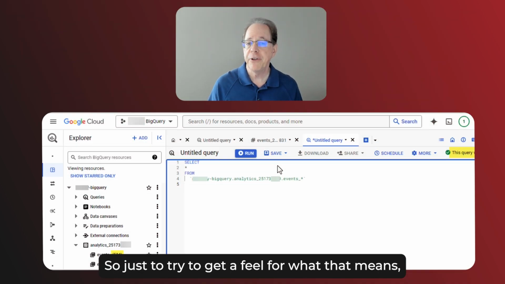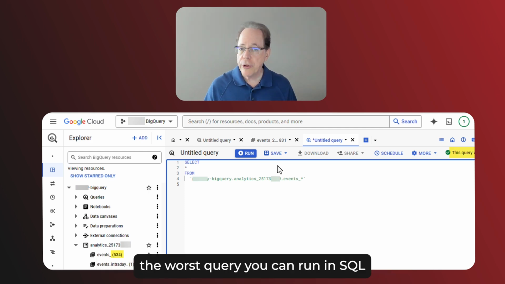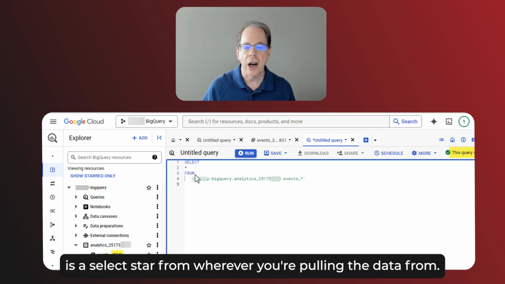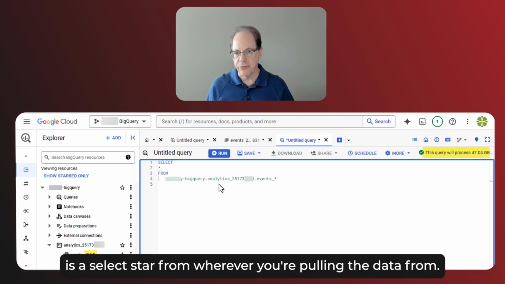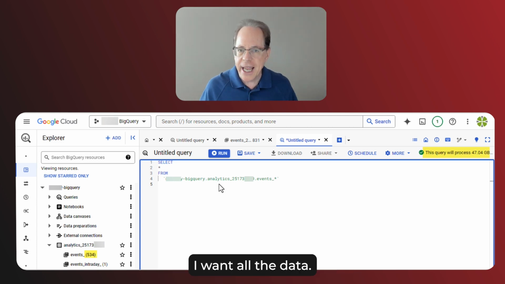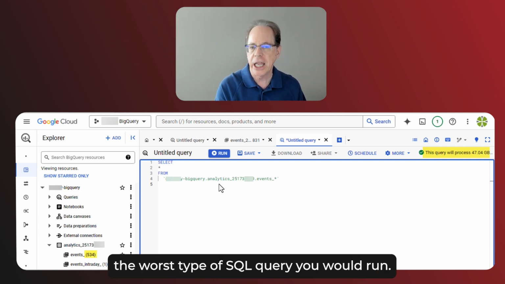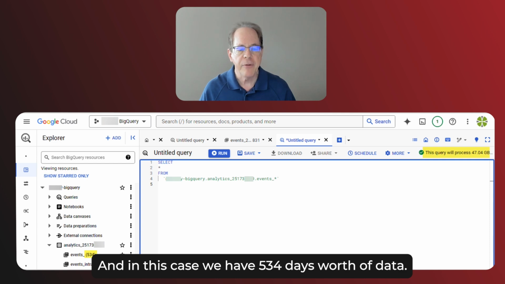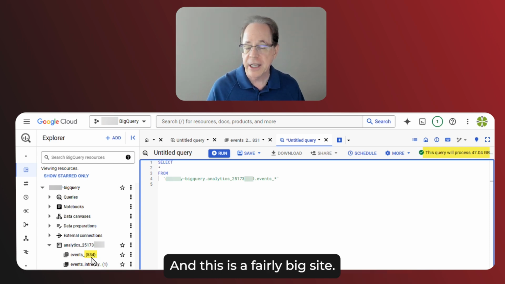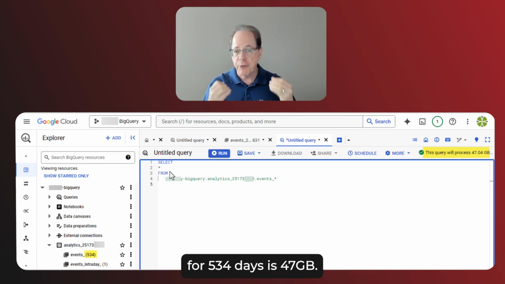Just to try to get a feel for what that means, let's look at a worst case scenario. About the worst query you can run in SQL is a select star from wherever you're pulling the data from. The select star just means, give me everything. I want all the data. This is the most verbose, the worst type of SQL query you would run. In this case, we have 534 days worth of data, and this is a fairly big site. So that query, giving me all the data for 534 days, is 47 gigabytes.